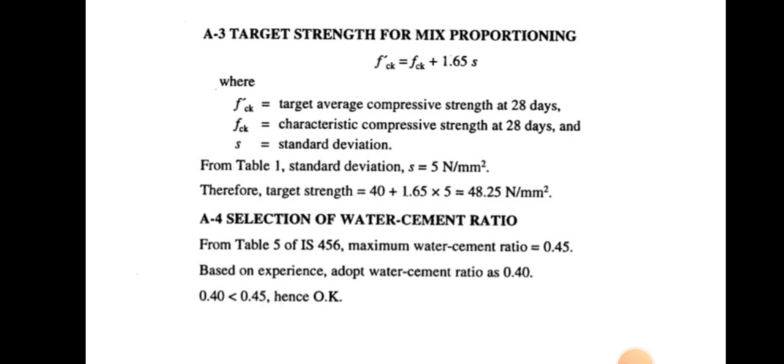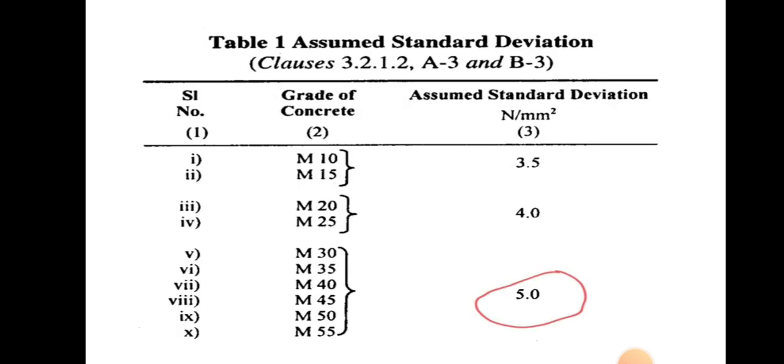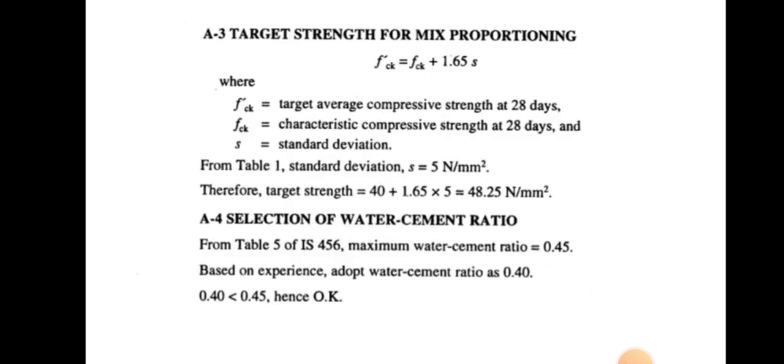Target strength for mix proportioning. F'ck is equal to fck plus 1.65 S, where F'ck is the target average compressive strength at 28 days, fck is the characteristic compressive strength at 28 days, and S is the standard deviation. From table 1, standard deviation S is equal to 5 Newton per mm square for M40 grade. Therefore, target strength is 40 plus 1.65 into 5 is equal to 48.25 Newton per mm square.